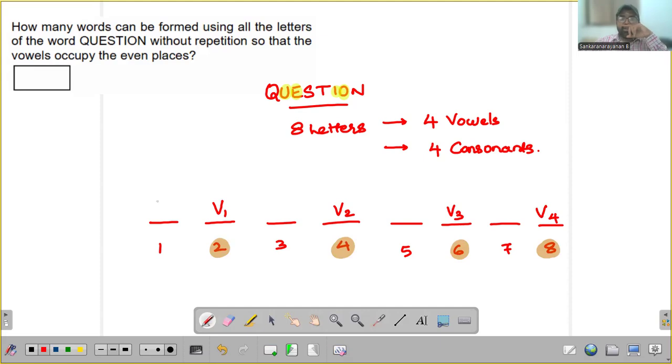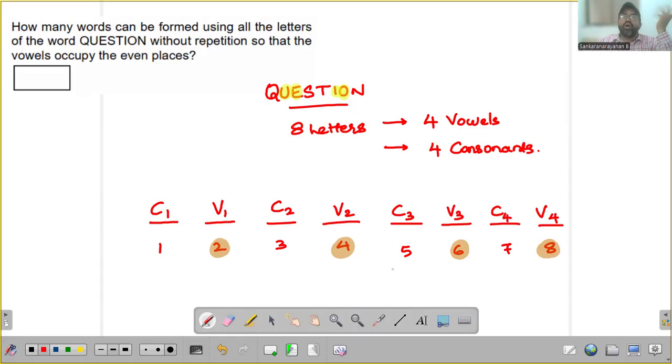Now, in the same way, there are 4 consonants. Automatically, the 4 consonants will be occupying the odd positions. The consonant 1 will be in the first position. Consonant 2 will be in the third position. Consonant 3 in the fifth position. And consonant number 4, it is going to be in the 7th position. Automatically, it comes that way.